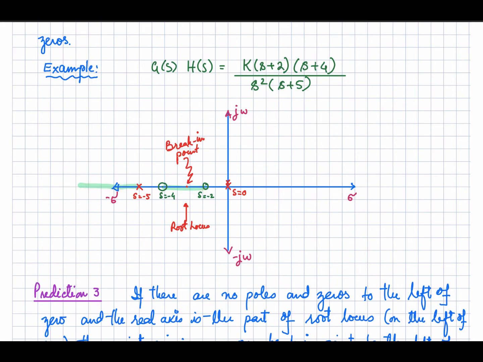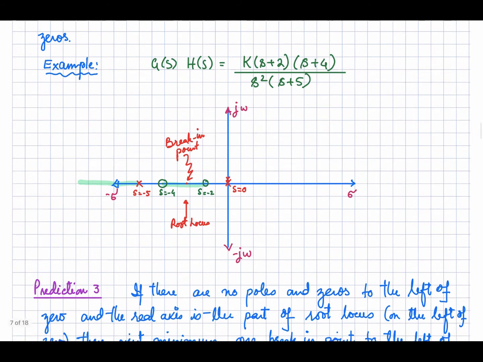Okay, so it means some poles will be coming towards these zeros. When these poles come over here, and then they will move over this axis toward these zeros. So definitely there will be a break-in point in between these zeros, because the real axis between these two zeros is part of the root locus. So you can predict a break-in over the real axis between two zeros, and a break-away between two poles.